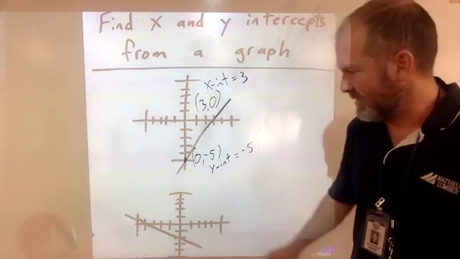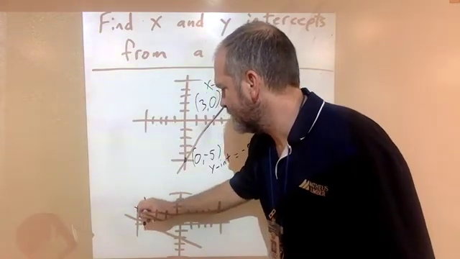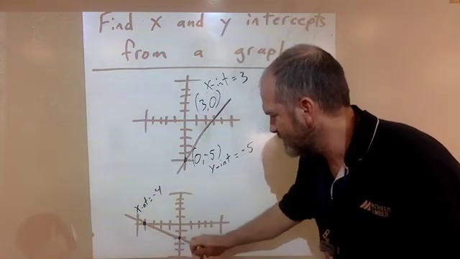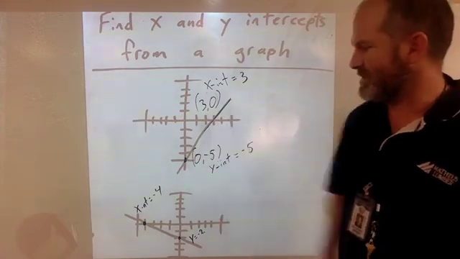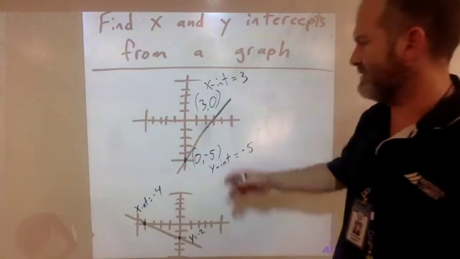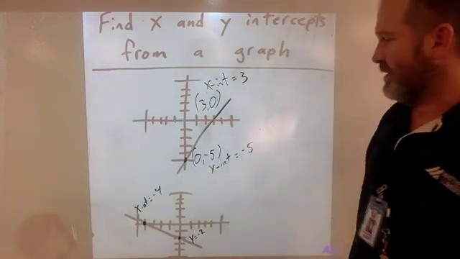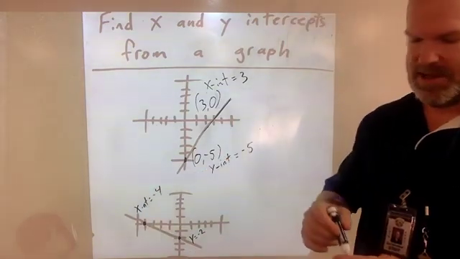And then same thing down here. Your x-intercept over here is at -4, so your x-intercept is equal to -4. Your y-intercept is down 2 spaces. Y equals -2. I think the only reason I gave you 2 examples here is to show you that the slope doesn't matter when you're trying to find x and y intercept. It doesn't matter if the line's going up or going down. You don't have to worry about slope. You're just looking to see where the line crosses the x and the y axes.